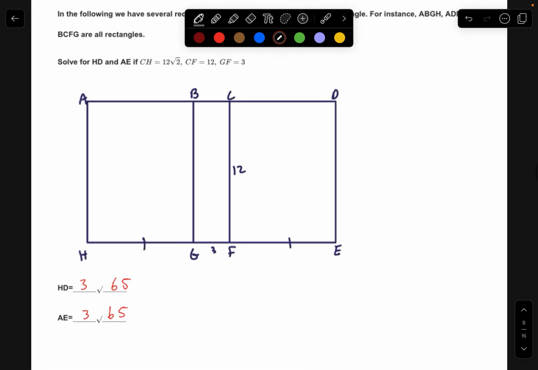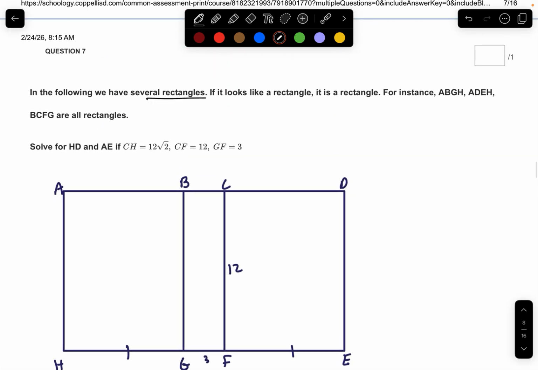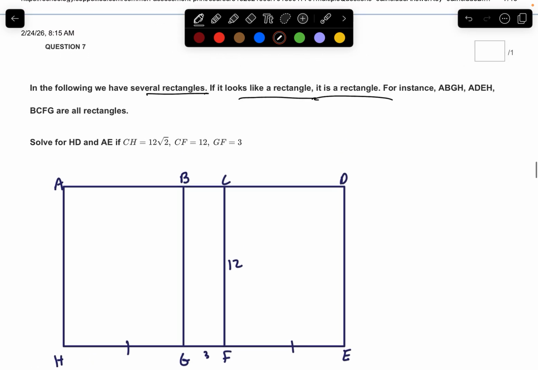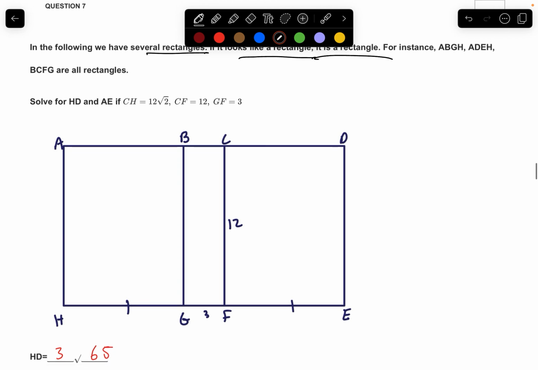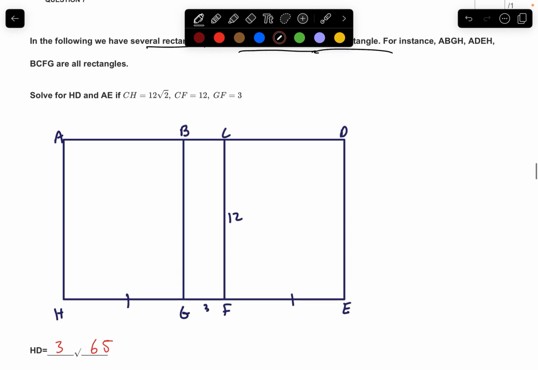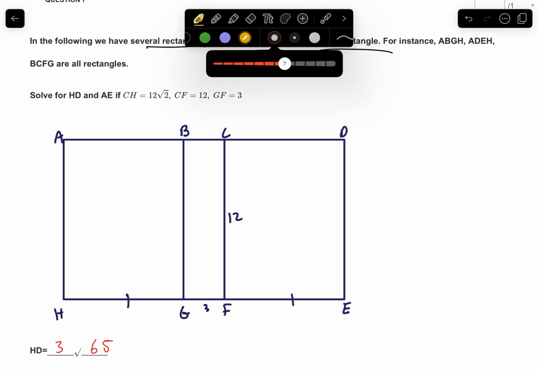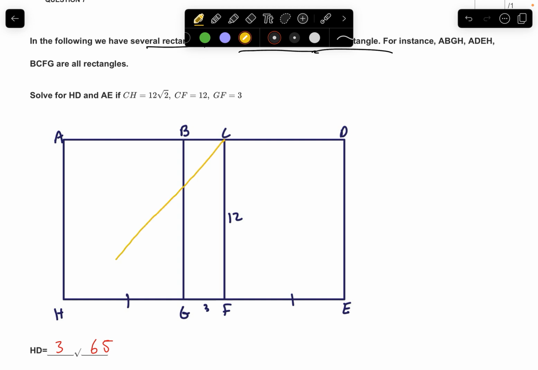Okay. Here we have several rectangles. If it looks like a rectangle, it is a rectangle. So lots of things look like rectangles. They are rectangles. Solve for HD. If you have AE, where's AE? And AE, if CH is 12 root 2, so where's CH? Now they're mentioning CH, but it's not drawn. So let's draw CH real quick. CH would look like this, and they're telling us that CH is 12 root 2.